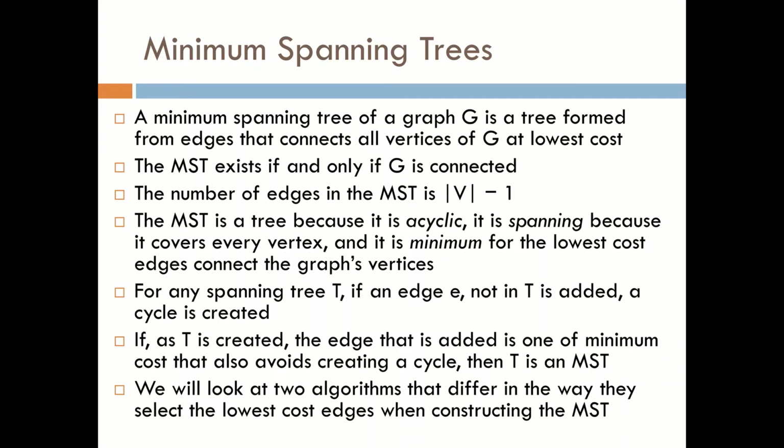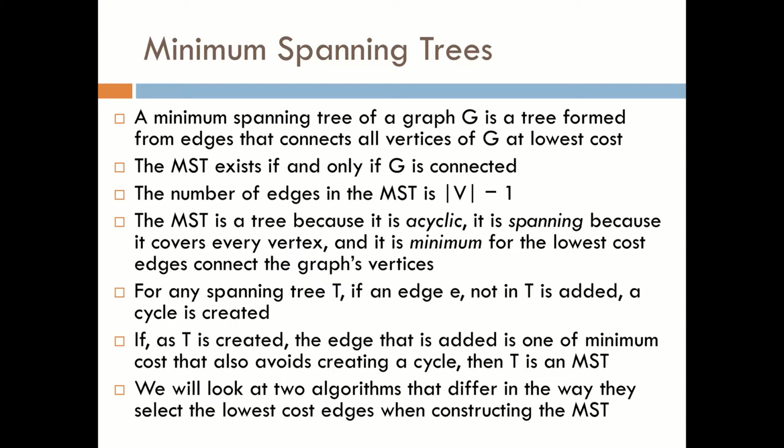A minimum spanning tree of a graph is a tree that is formed from edges that connect the graph at the lowest possible cost. So the minimum spanning tree exists if and only if the graph G is connected, and that should make some sense because we need to be able to get to every vertex. The number of edges you end up with in a minimum spanning tree is the cardinality of V minus 1.